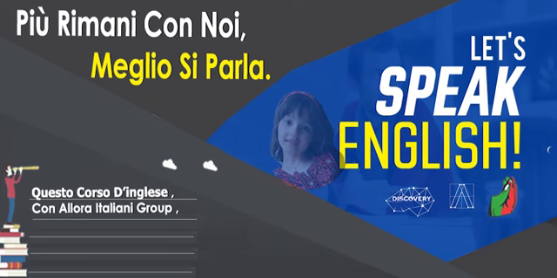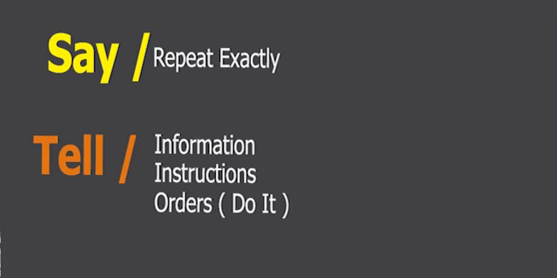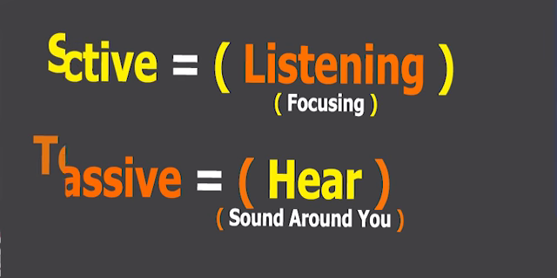And a quick overall. What is say for? That's right. Say when you repeat exactly what someone said. Tell, there are three. I'll give you one. Orders, what are the other two? Good. And what is active when we use our ears? That's right, listening, and hearing is passive.